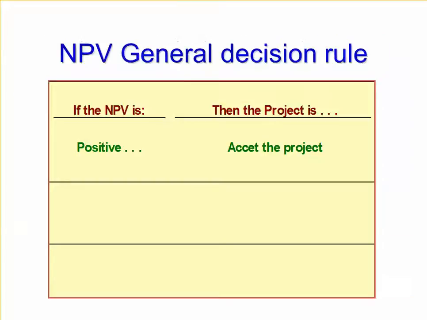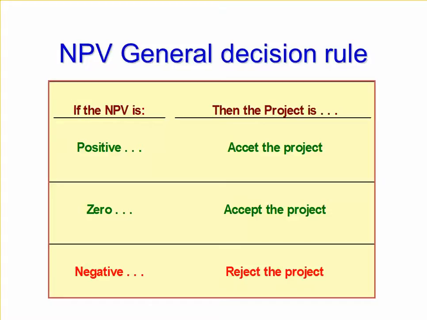In terms of evaluating projects, if a project has a positive net present value, the decision rule is accept the project. If a project has a net present value that's exactly equal to zero, we will also accept the project because we'll find later on that this project exactly meets our required rate of return. So it doesn't have anything above our required rate of return, but it meets our minimum acceptable criteria. And then finally, if a project has a negative net present value, we would reject the project or not undertake the project.